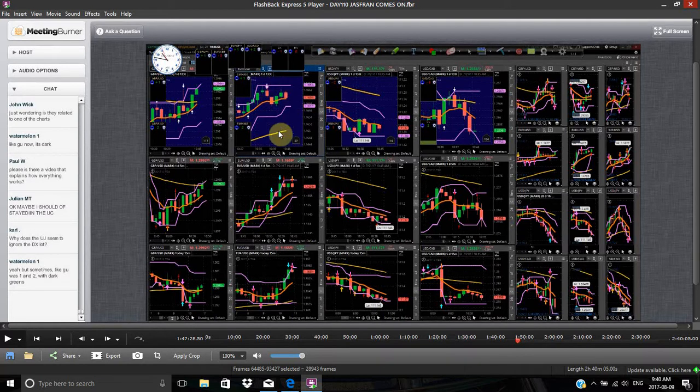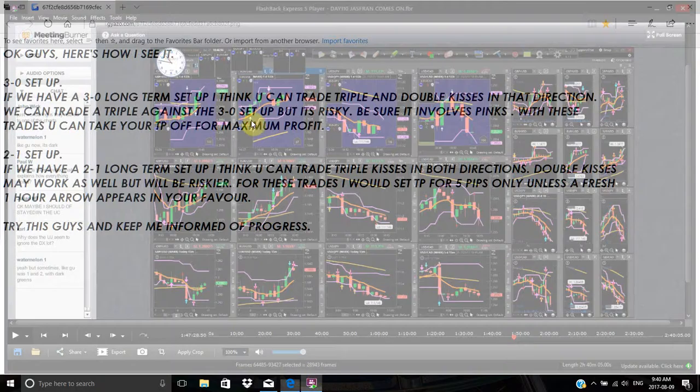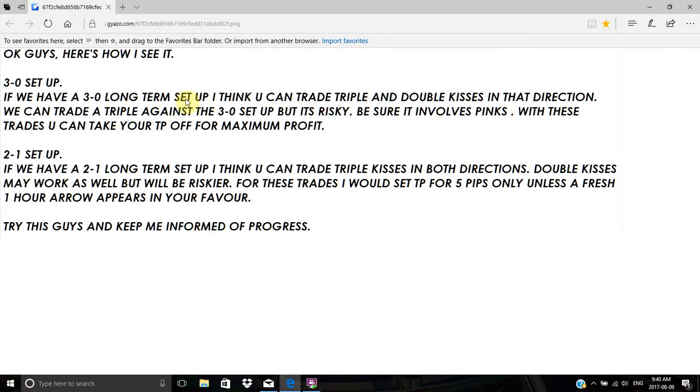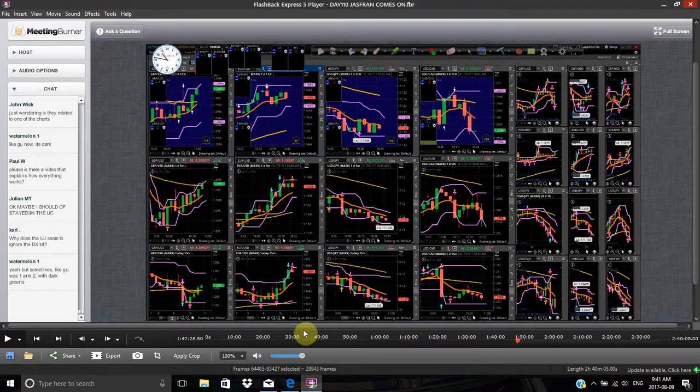What are the BB bands? The BB bands are these purple lines that you see right here. Keep it very simple. Here's a kiss, it's touching the BB band. Here's another kiss, touching the BB band. Over and over. So what he's saying is, I think you can trade triple and double kisses in that direction. So let's take an example of that.